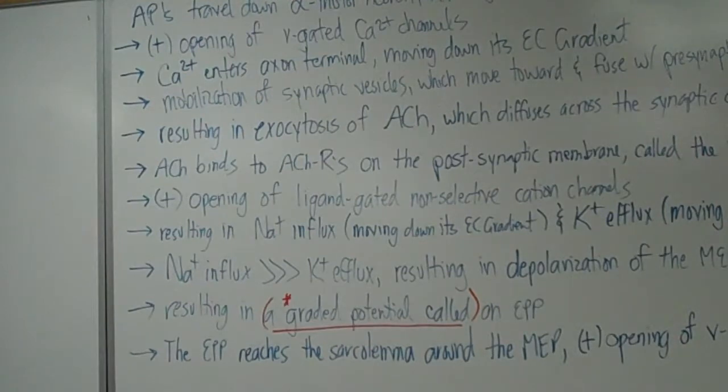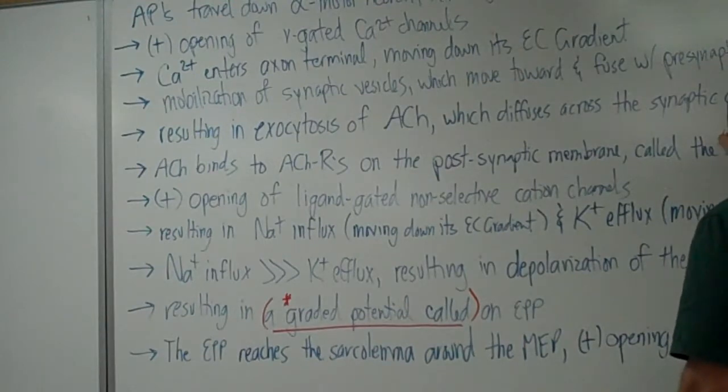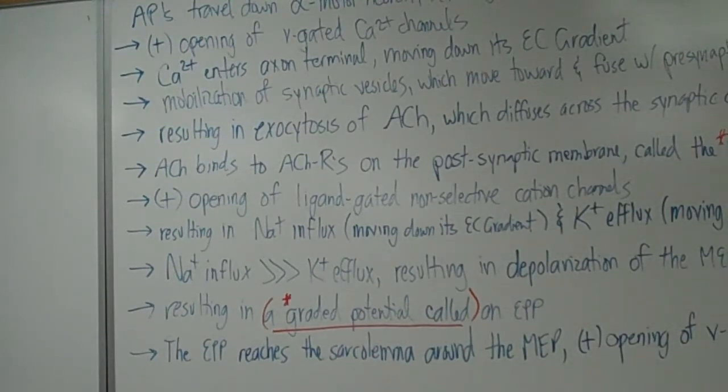A lot of the extra stuff has to do with the anatomy of the motor end plate. What's unique or special about the motor end plate that we looked at? The MEP is highly folded, and those are called junctional folds. And the purpose? To increase surface area.